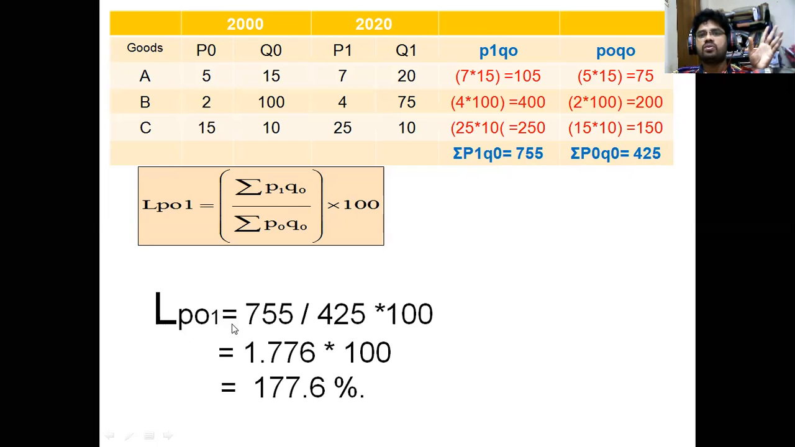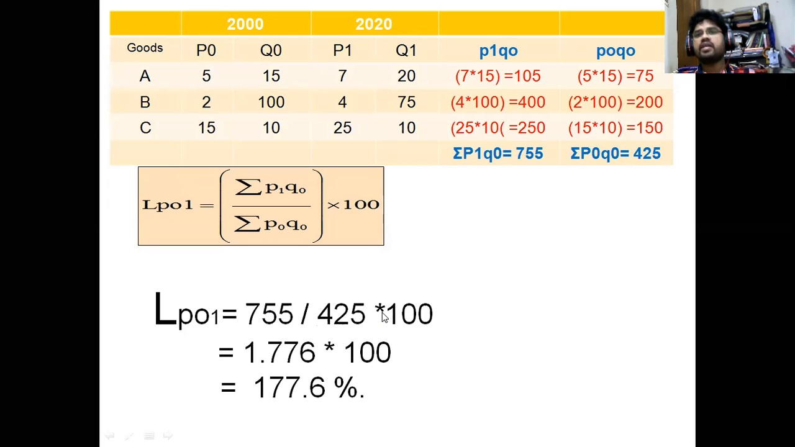So that is LP01 is equal to sum of P1 Q0, how much? 755 divided by 425. I am unable to write it here, it will take more time, that's why I did 755 divided by 425. Are you able to understand this one? Yes, sir. You don't have any confusion? If you have confusion, then I will rewrite. Not required, sir, it's clear. Okay.